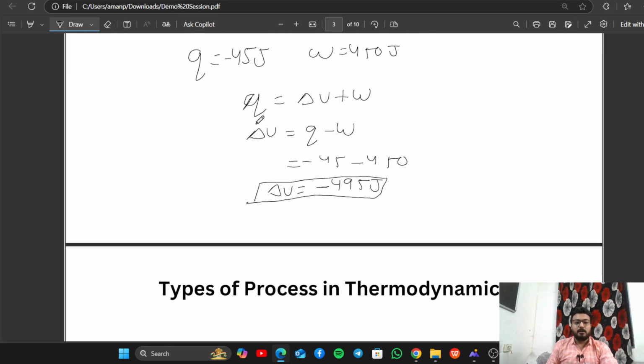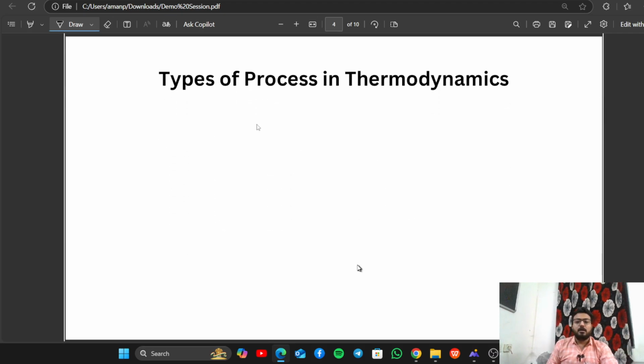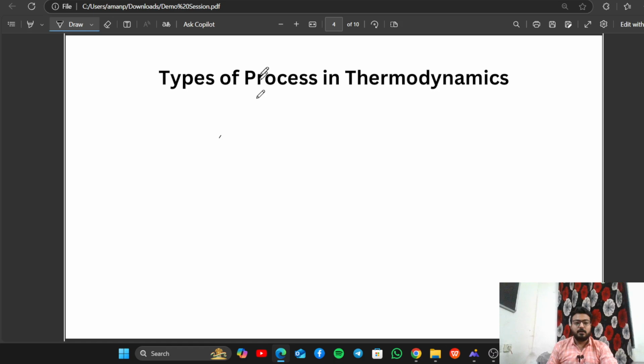So now we will be covering the types of processes in thermodynamics. There are many types of thermodynamic processes. We'll be seeing this with the P versus V graph. Let's suppose this is a process, and this is also a process. Any graph which can be made on a PV curve, we can say it is a process.